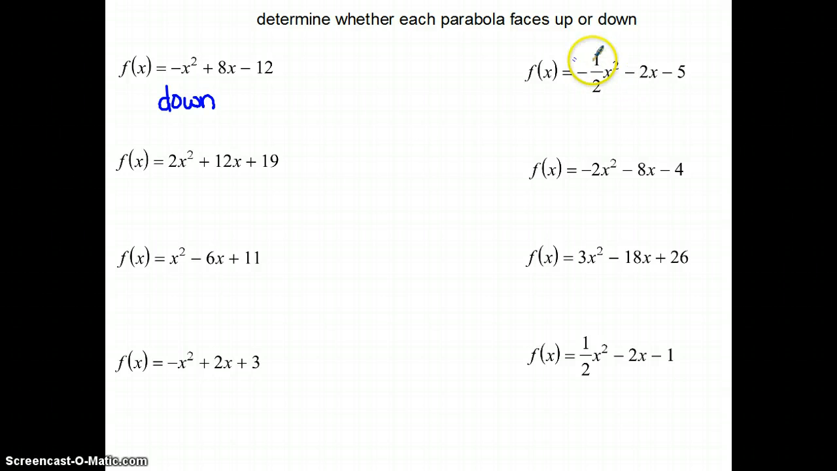On the right, again, I see a negative leading coefficient, so I conclude that this graph will be facing down. Below to the left, this 2 is positive. The coefficient on x squared is positive, telling me that the graph will be facing upwards. Go ahead and pause the video and complete the next few on your own.